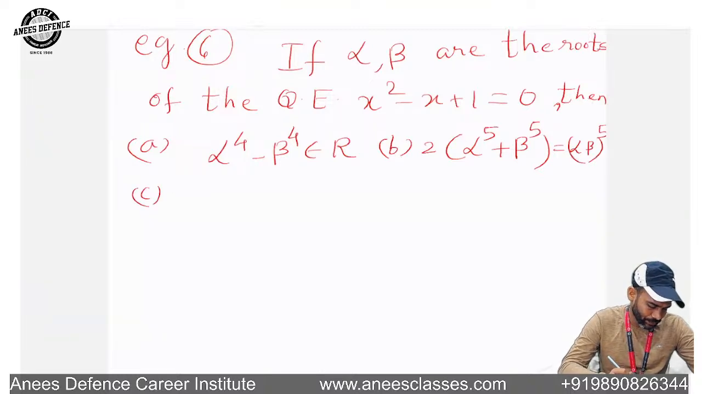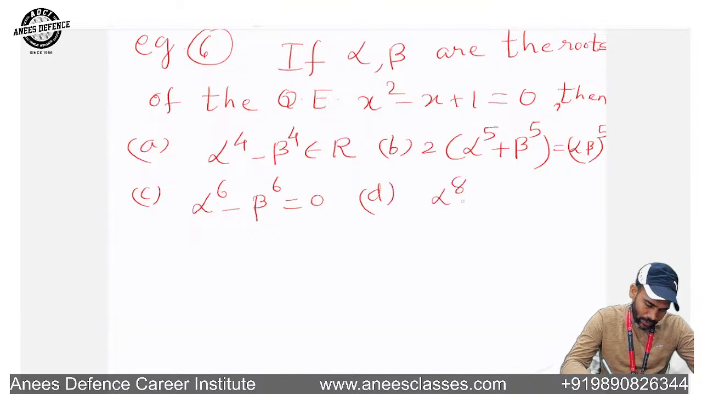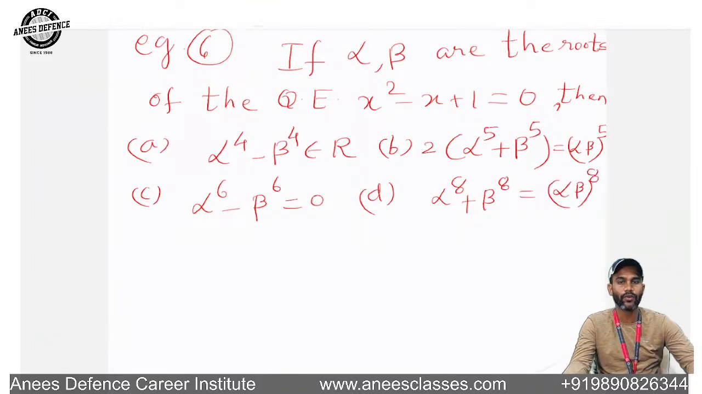C option, alpha raised to 6 minus beta raised to 6 is equal to 0. D option, alpha raised to 8 plus beta raised to 8 is equal to (alpha into beta) whole raised to 8. Please try to solve it. Very good question.